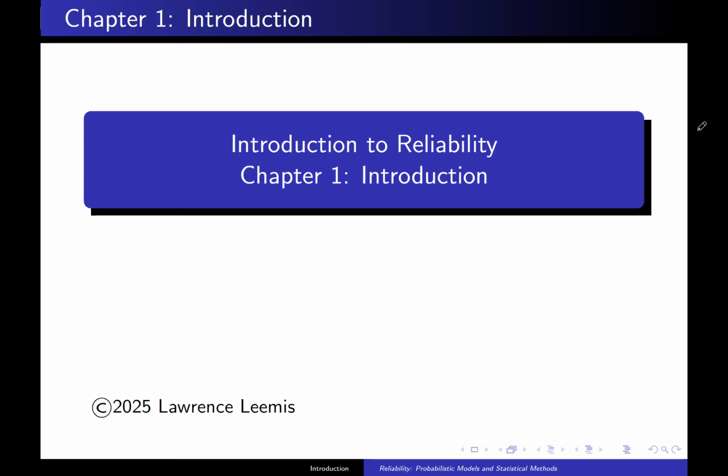The material for this course is taken from a reliability book which is titled Reliability, Probabilistic Models and Statistical Methods. It is in its third edition. The copyright date is 2025. It is a self-published book and is available on Amazon, Barnes & Noble, etc.